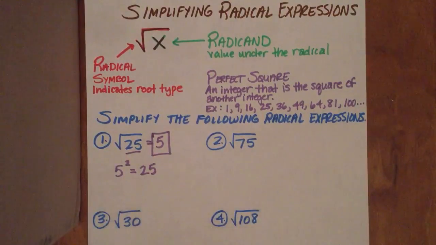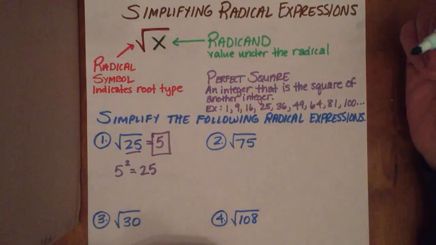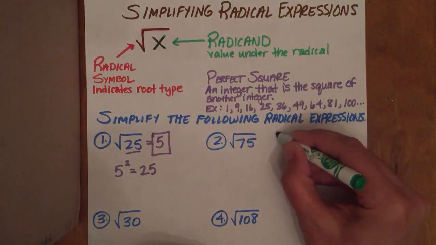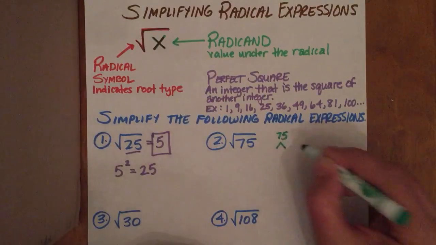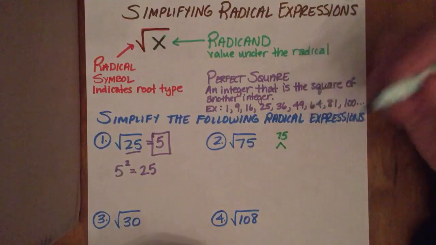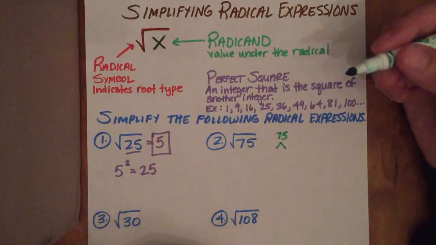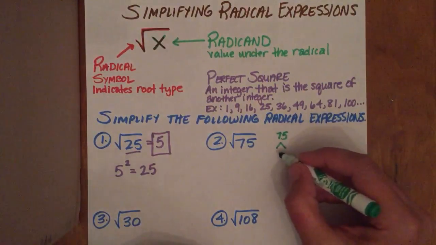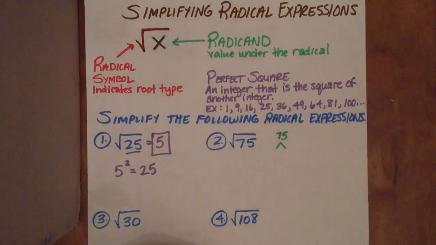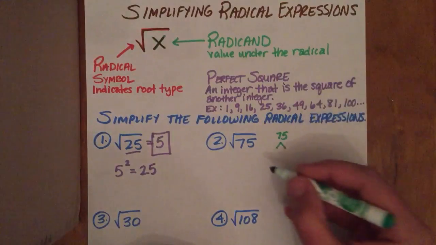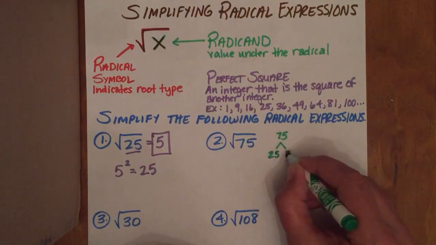If you look at number 2, you'll notice that 75 is definitely not a perfect square. So the question is, how can we simplify this? I'm going to use something called a factor tree. I'm going to take my 75 and set it up over here, and try to factor it into all of its prime factors. I want to factor until there are no factors left other than prime numbers. We don't want to do 75 and 1, because that doesn't get us anywhere. We want to break this down further, so I'm going to go 25 and 3.